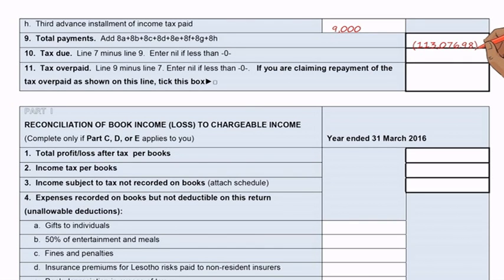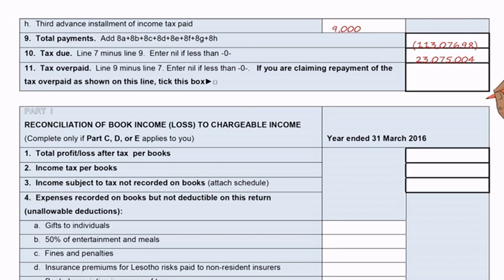10. To obtain tax due, subtract 9, total payments, from 7, total tax after non-refundable credits. 11. Tax overpaid is attained when total payments 9 exceed total tax 7. Then if there's any claim regarding tax overpaid, tick 11.